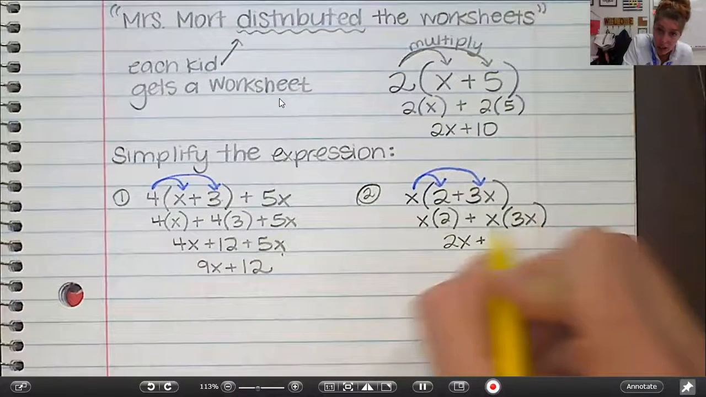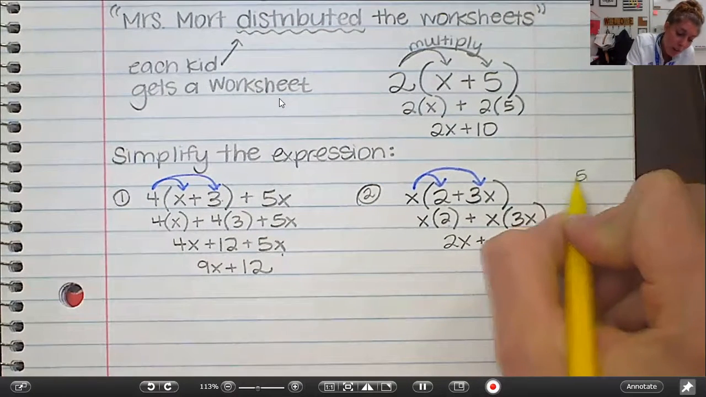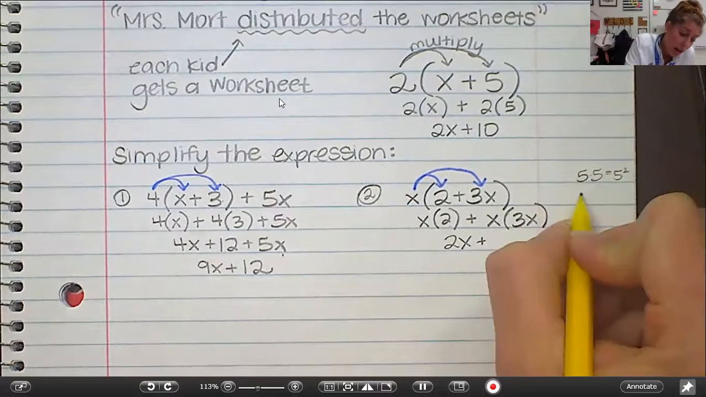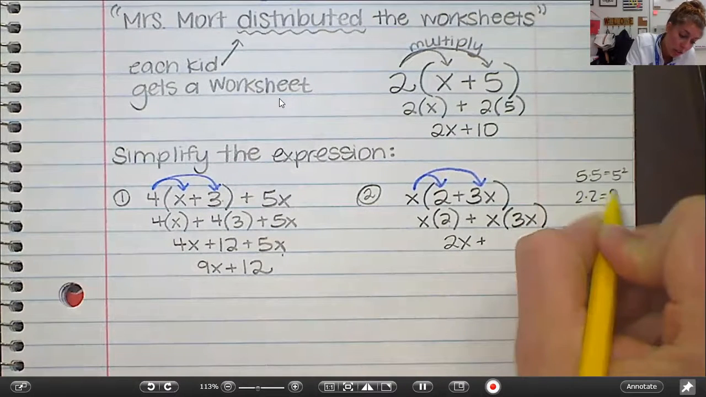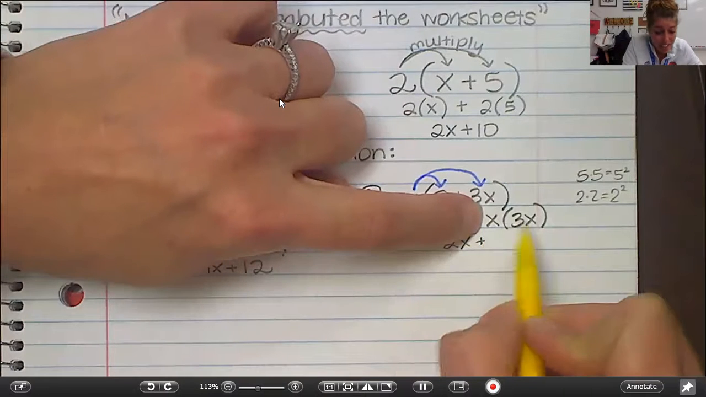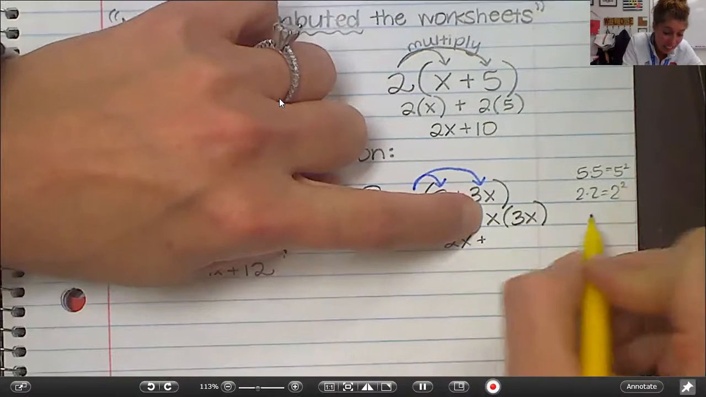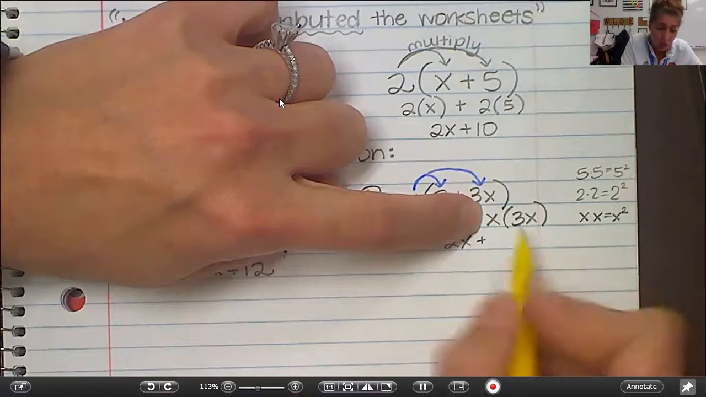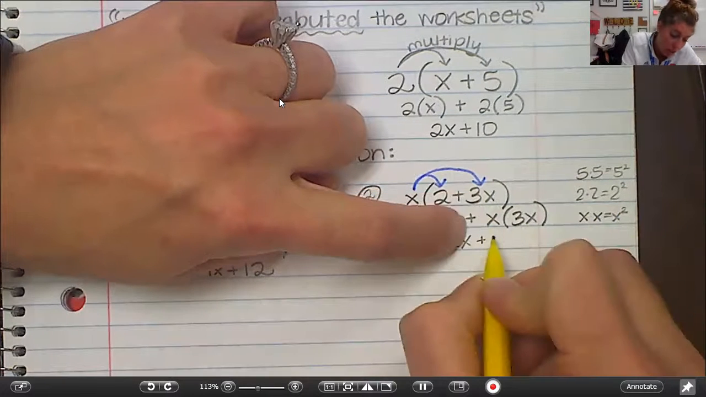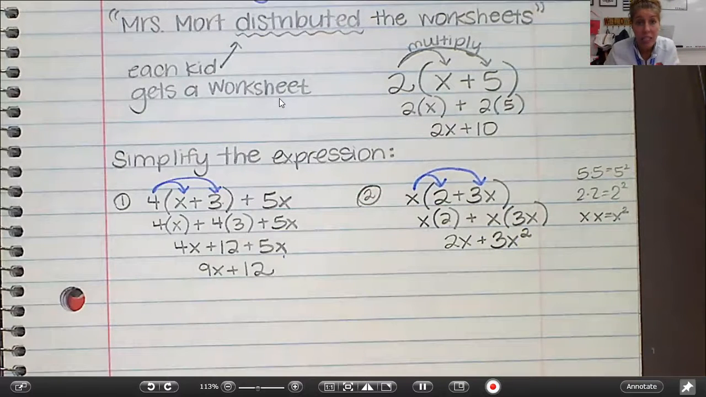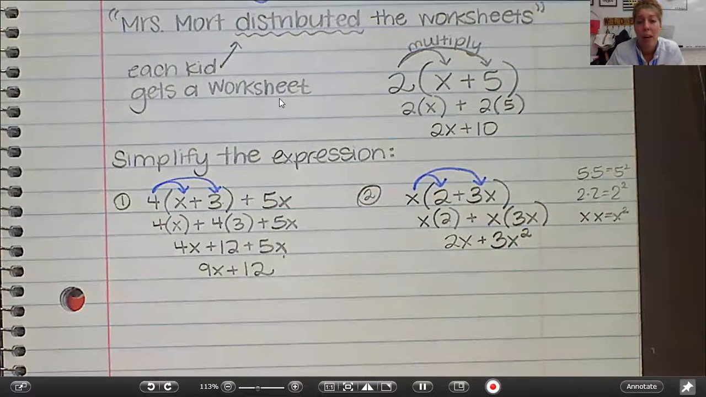For this one, remember, like 5 times 5, we could write as 5 squared, or 2 times 2 is 2 squared. So if I'm multiplying an x times another x, I'm going to get an x squared. So simplifying this would result in 3x squared, right? That coefficient still stays in front, but we multiply those terms.